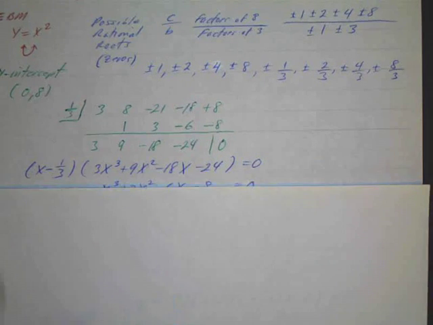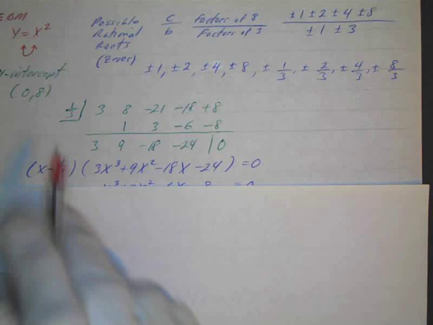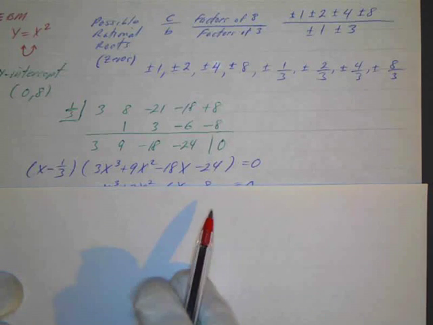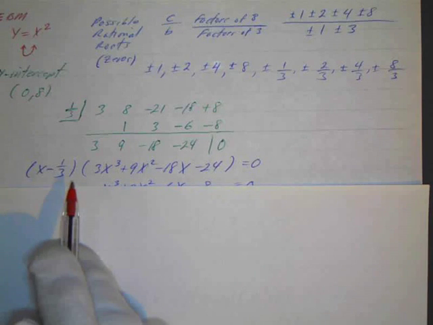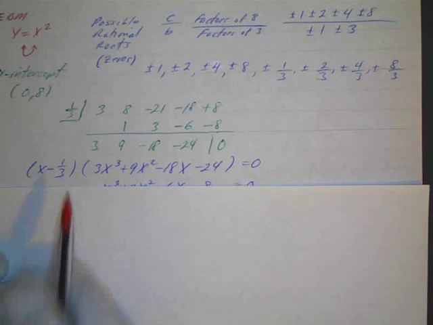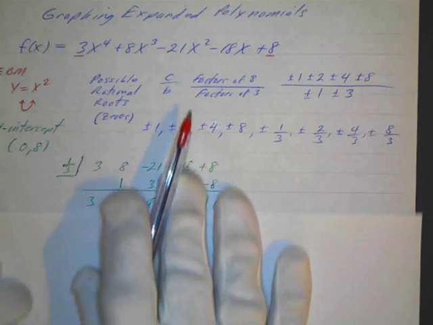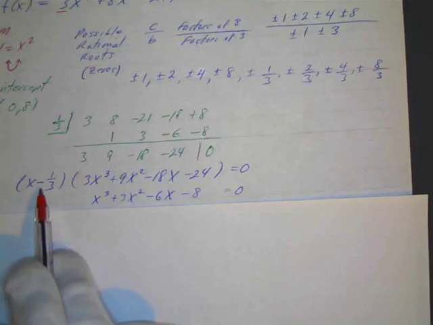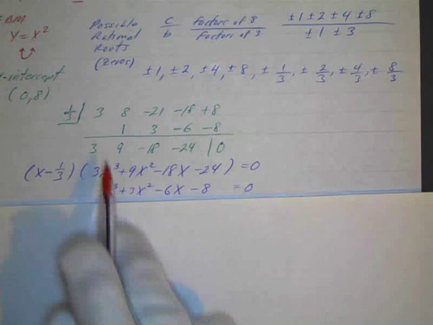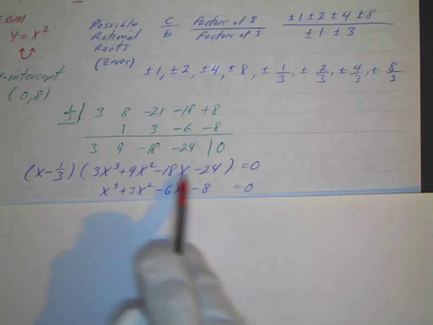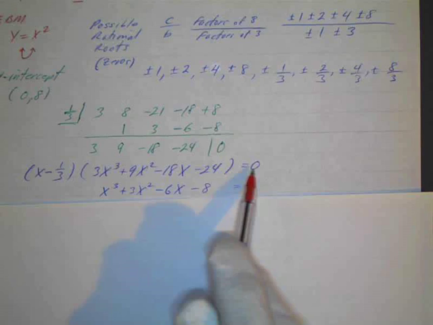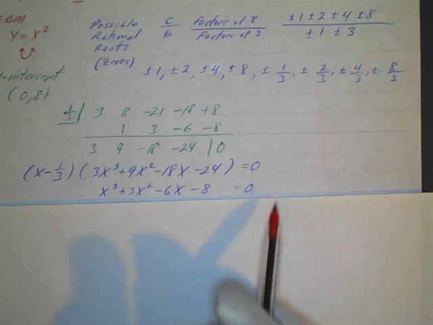And this is my factor, x minus 1/3. Remember, if 1/3 is a 0, x minus 1/3 is a factor. And this is my reduced equation. I started with a 4th power, so my reduced equation will be a 3rd power because I took out 1 power there. So 3x cubed plus 9x squared minus 18x minus 24 equals 0, and we're going to set this equal to 0 because we're looking for the zeros.